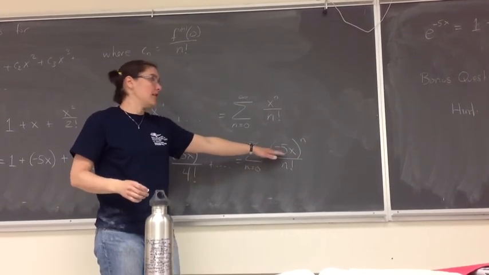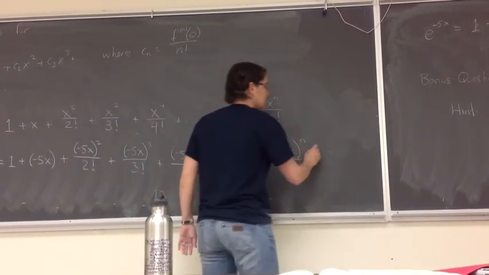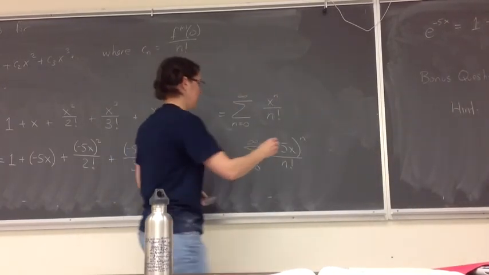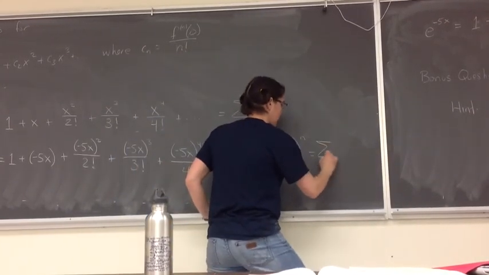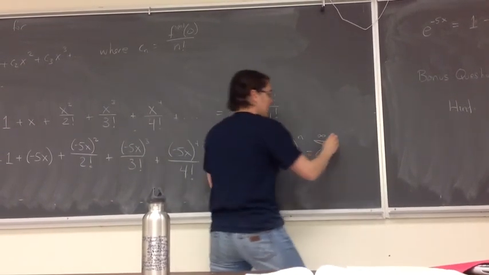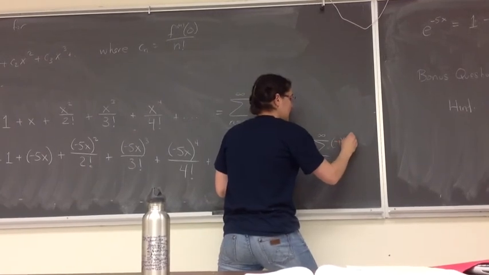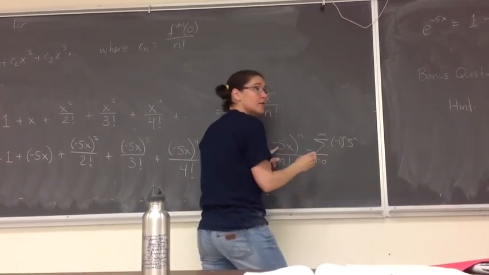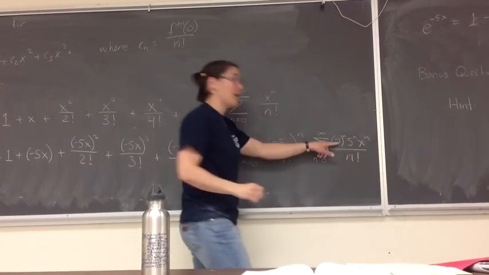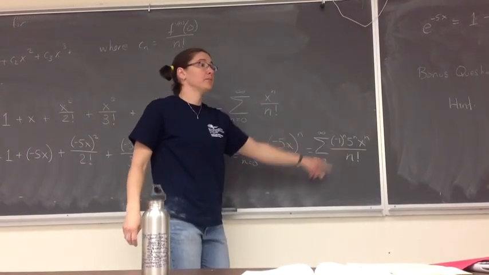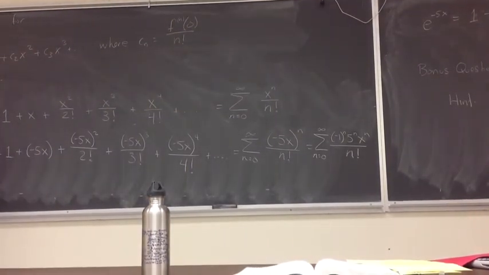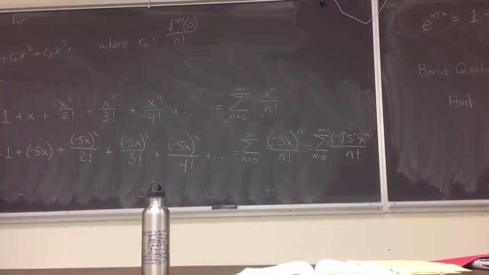And what I would like to do is clean that up a little bit, so that if I rewrite this, I can write it as the sum where n goes from 0 up to infinity of negative 1 to the n times 5 to the n times x to the n over n factorial. And now I can see where that alternating part comes from. All right, other questions about these power series?